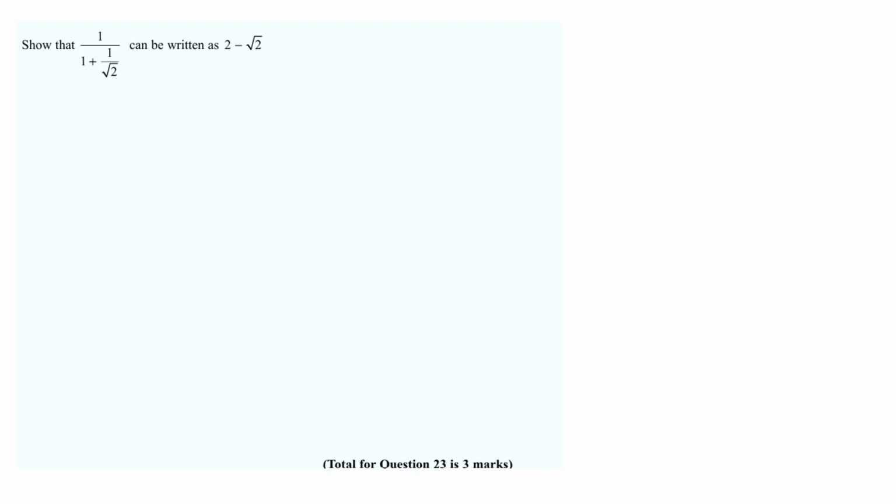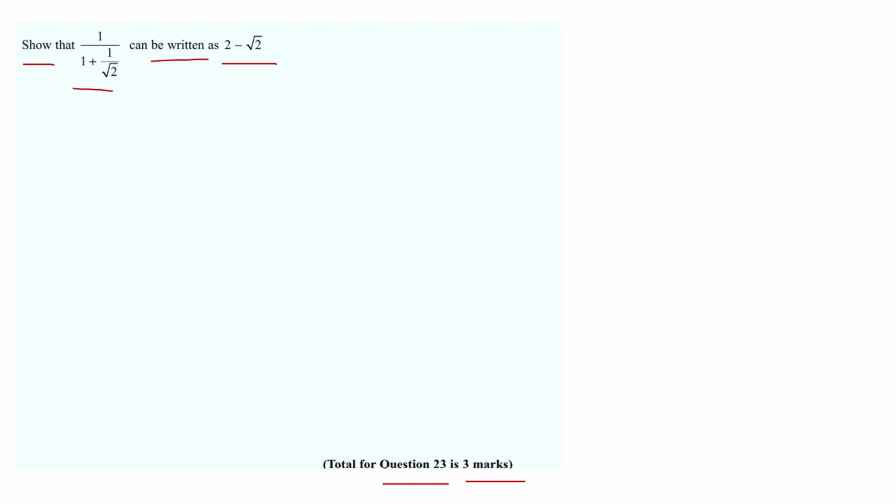Okay, in this question, we're asked to show that 1 over 1 plus 1 over root 2 can be written as 2 minus root 2. So looking at simplifying surds within fractions is question 23 from an Edexcel past paper, and it's worth higher tier paper, and it's worth 3 marks.